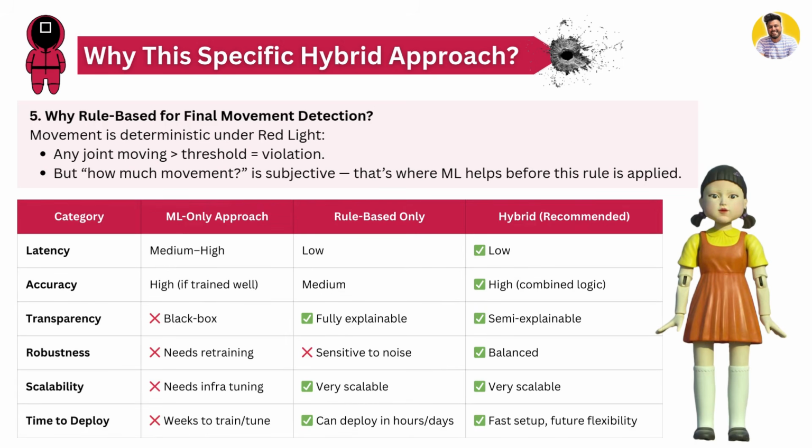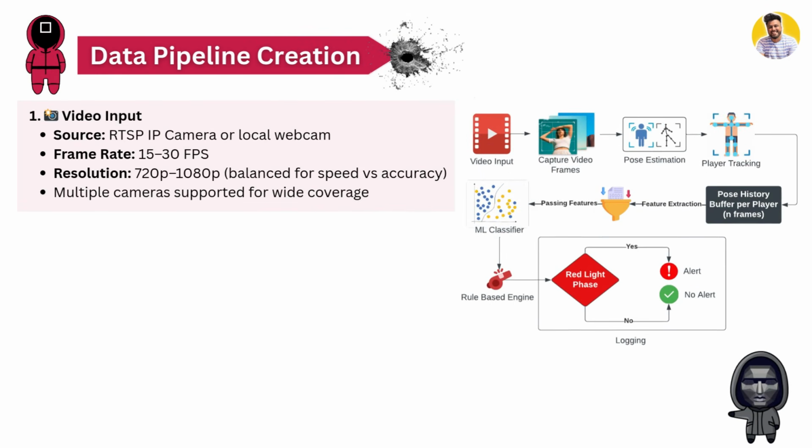Next, let's move to the data pipeline creation, our next step in the ML design framework. So we have input from RTSP IP cameras or local webcam footage with a frame rate of 15 to 30 frames per second, and the resolution is 720p to 1080p. And this problem statement, the red light green light game of Squid Game, can have multiple cameras supported via wide coverage as well.